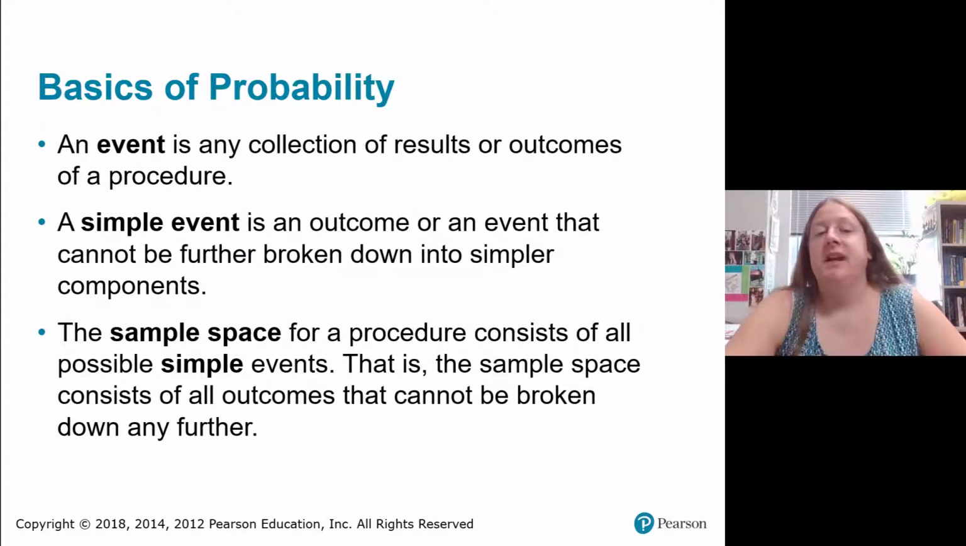So a simple event is an outcome or an event that cannot be broken down further into simpler components. Right? So we're going to look at an example in just a little bit to get that difference between events and simple events ironed out a little bit more. But just remember, simple events can't be broken down further. Events could potentially. All right. Sample space is the list of all of the possible outcomes. So we take a procedure and we list all of the simple events. That's the sample space for that procedure.